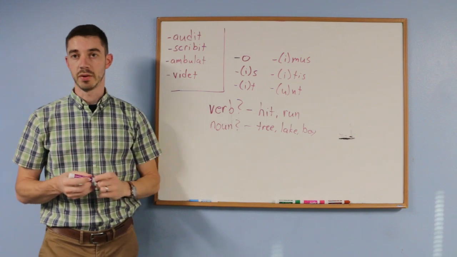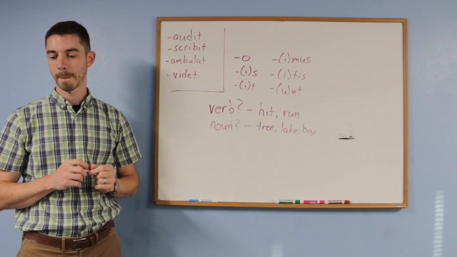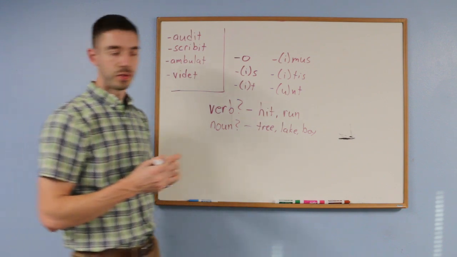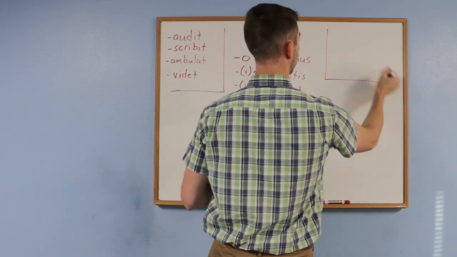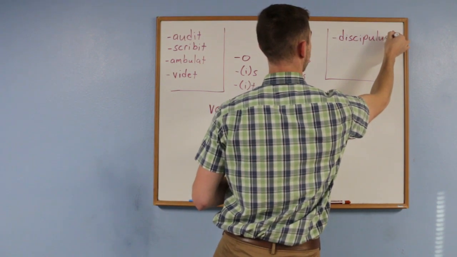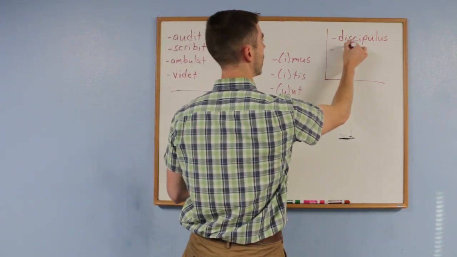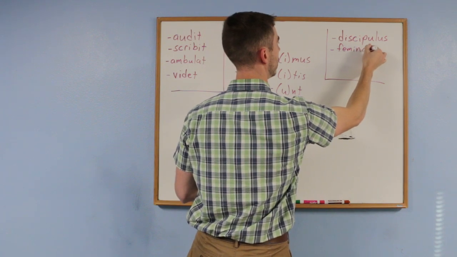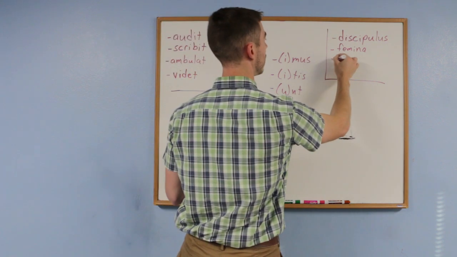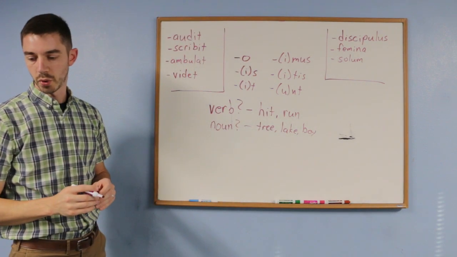Can you think of any nouns in Latin? I'll give you a minute to see if you can think of some nouns. Okay, a few examples I thought of. Make a box for our nouns. We have everyone's favorite, discipulus. Okay, that's a student. We have femina. That's a woman. Okay, we have solum, solum soli, that's for floor.